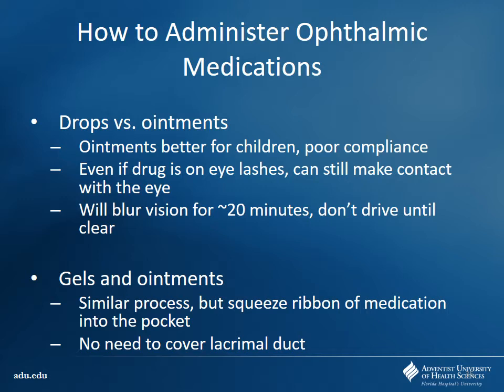So again, ointments are typically better for kids, especially because they have poor compliance. They're difficult to get things into their eyes. Even if the drug is on the eyelashes, it can still make some contact, so you still have some efficacy there. With ointments, you see more vision blurring, about 20 minutes or so. So make sure their eyes are clear before they decide to drive or operate heavy machinery.